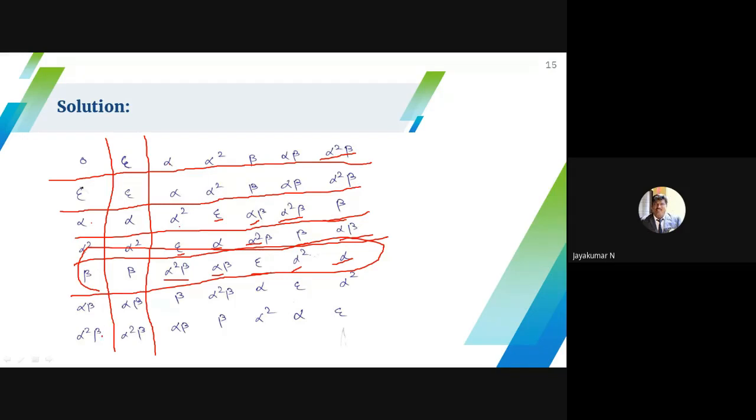The next 2 rows also you have to find, because alpha beta into alpha we don't know. So we have to find it in a similar way. Alpha beta into alpha, and alpha beta into alpha square, you have to find. But alpha beta into beta, no need to find, because this is alpha into beta square. Alpha into beta square becomes alpha into 1, so the answer is alpha.